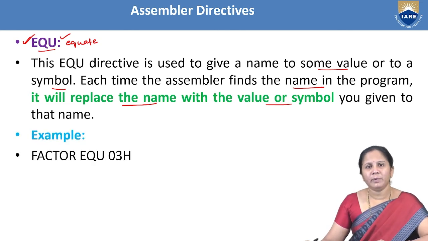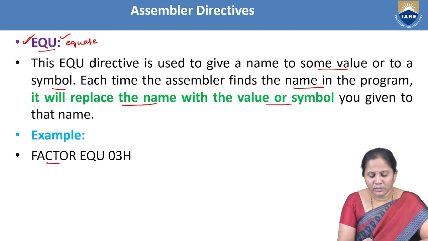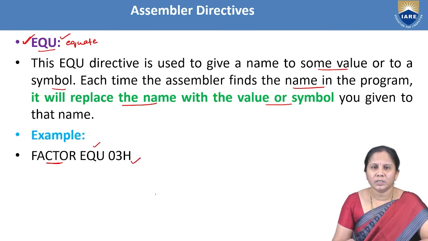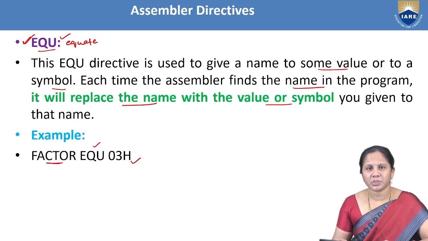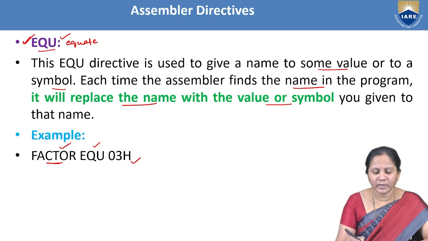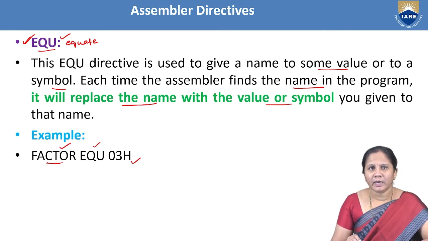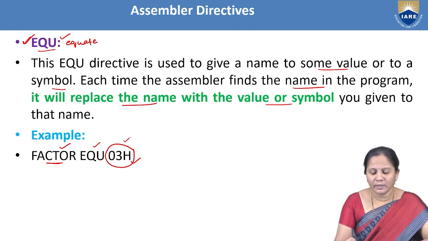For example, here you are taking the name FACTOR and equating that to 03. In a lengthy program which consists of a set of instructions, wherever it finds the name FACTOR, that name will be changed to, or equated to, the value 03. However many times you want to change, you can do it by only changing the value assigned to that particular name. So FACTOR EQU 03.